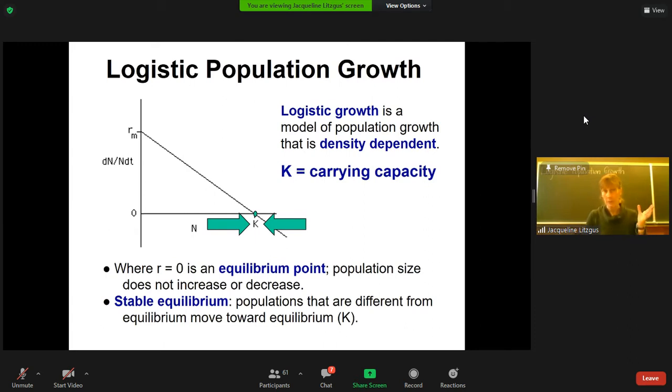And so this equilibrium point is when the population size is not increasing or decreasing. And in the logistic model, we call that the carrying capacity, which is indicated by capital K. You've learned about it before. It's the maximum number of individuals that the resources in the environment can maintain over time. It's what that patch of habitat can supply to the population there. So the symbol we give to this idea of carrying capacity is capital K. Again, it's the maximum number of individuals that the resources in the environment can maintain over a length of time.